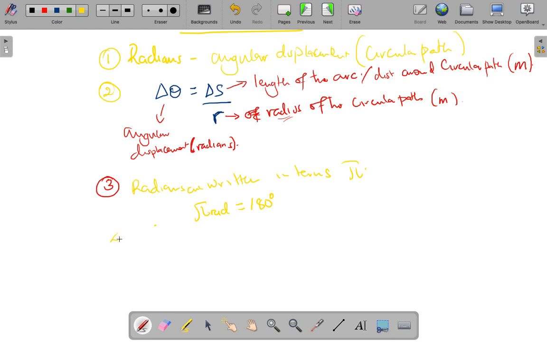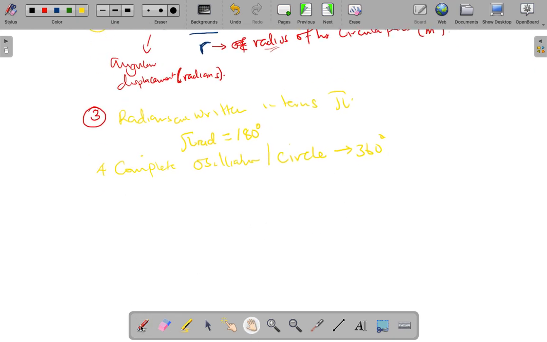For a complete oscillation, or complete vibration, or a complete circle, you can always make these notes in your notebook. This is 360 degrees, and I'll explain how this comes about. You know how a circle is 360 degrees, so moving around the circle means you're moving around its circumference.